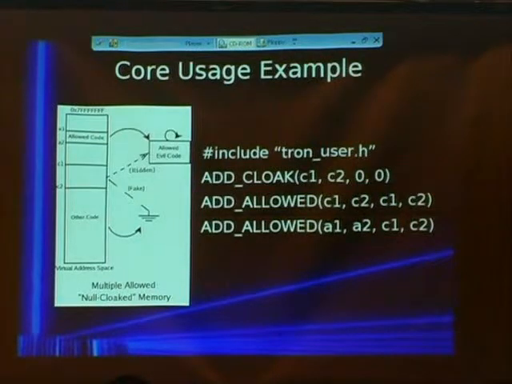Okay, so here's a core usage example, which should be the craziest looking diagram so far. On this side, the left side in case the mouse pointer isn't working, you have allowed code between A1 and A2. So between A1 and A2 is going to be allowed to access your evil code over here. Evil code is allowed to access itself, and then other code is going to be given unmapped memory. And this is all done with just three API calls. You include the Tron header file. You have the cloak between C1 and C2 saying that it's going to be backed by null memory. And then you add allowed between C1 and C2 to access C1 and C2. And then you also add allowed between A1 and A2 to access C1 to C2.